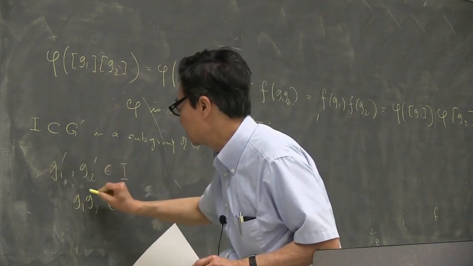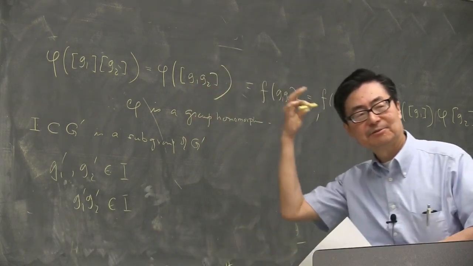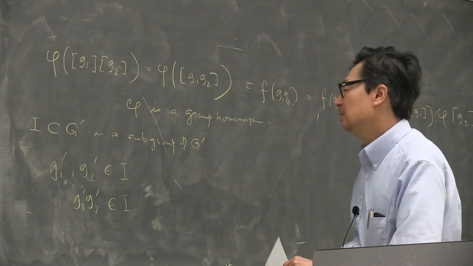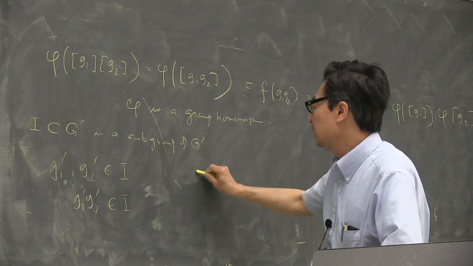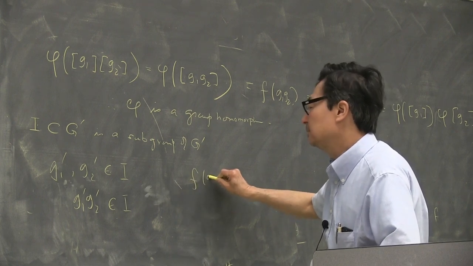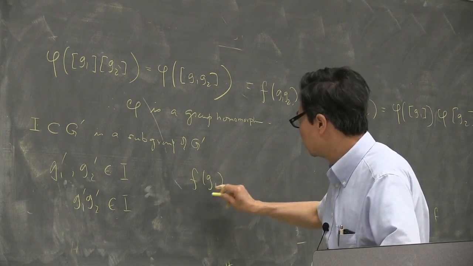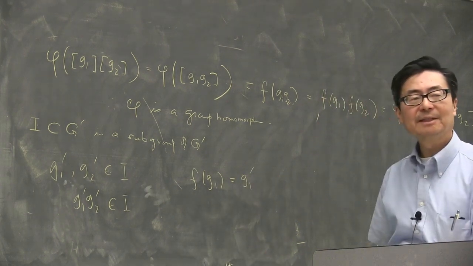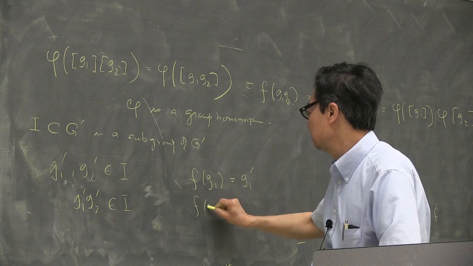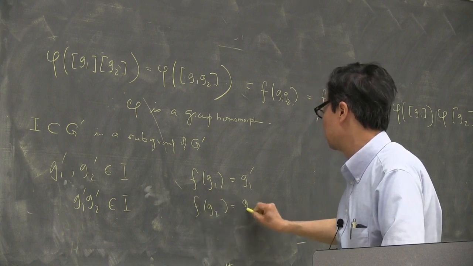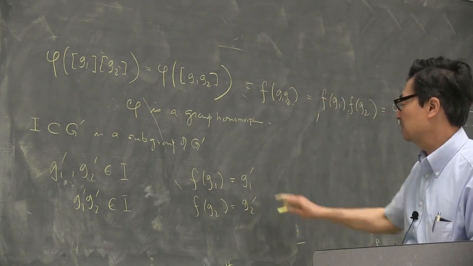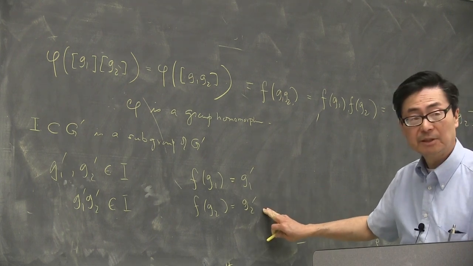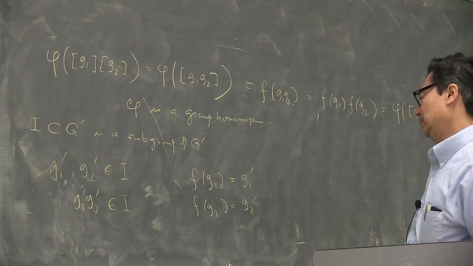So if G1 and G2 are both in I, that means, let me write this. Let me write the primes for these guys in here because they are in the group G prime, okay? So if G1 prime and G2 prime are both in I, then there must exist some G1 in G such that f of G1 is equal to G1 prime, okay? And similarly, there must exist some G2 in G such that f of G2 is G2 prime, okay? That basically says that G1 prime and G2 prime are both in the image, okay?